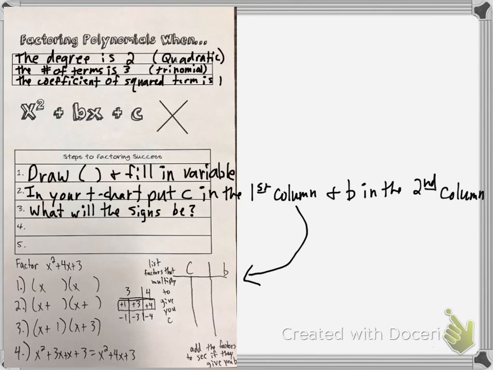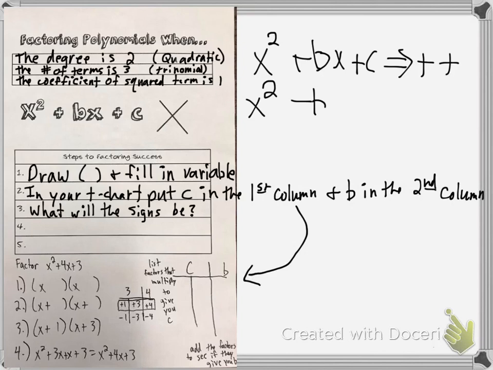So what will the signs be? If there's a plus in front of C, they're both going to be positive. If it's x squared plus bx plus c, it's going to be positive, positive, because the sign in front of my C value is positive, and the sign in front of my B value is positive.